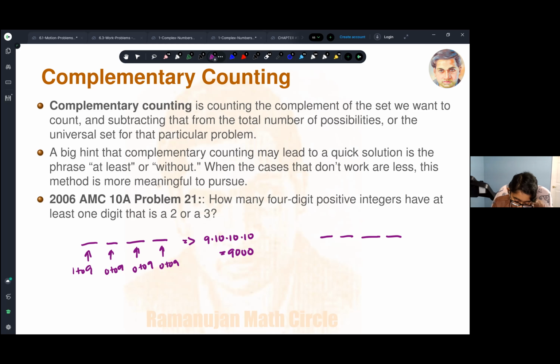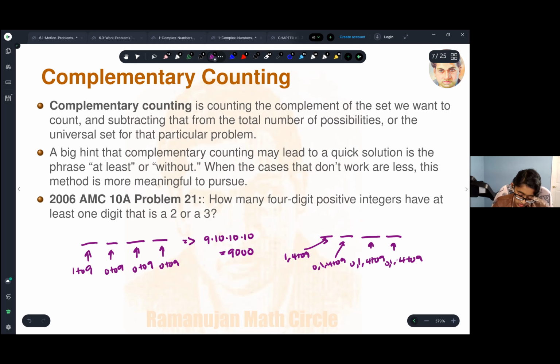What that would mean is that a digit can be 0, 1, or 4 to 9. The thousands digit can be 1, and then 4 to 9. The other digits can be 0, 1, and then 4 to 9 as well. So our multiplication principle gets used again. For this event to occur, the units digit has to be 0, 1, or 4 through 9.